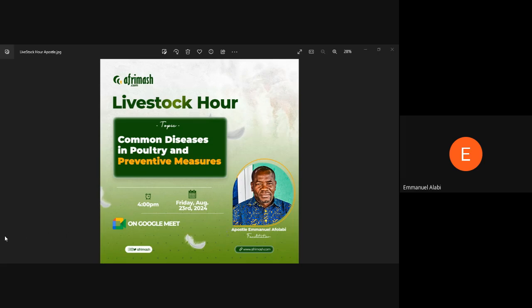Gumboro. And we have molds, and these are fungi. And the most important disease known to be caused by molds is white comb.